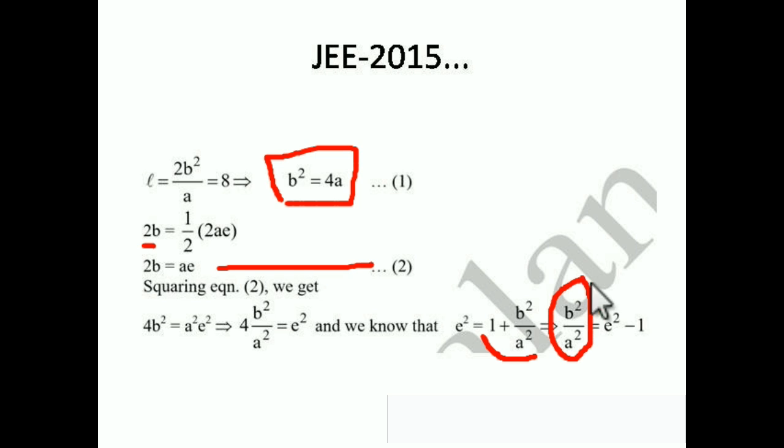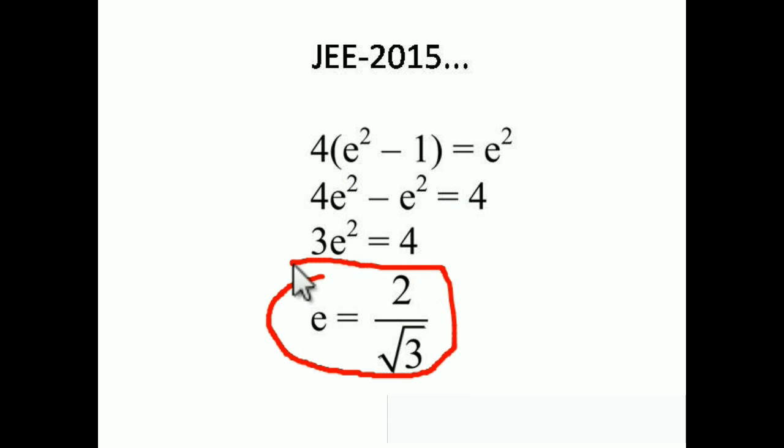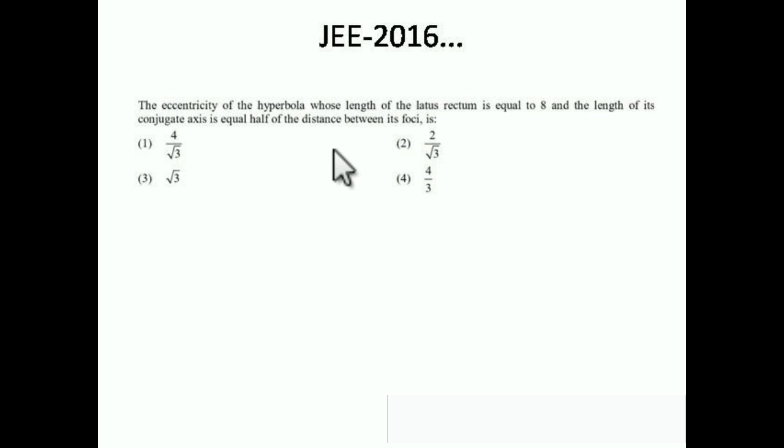Now put this value here in this equation. So it becomes 4 into e square minus 1 is equals to e square. So 4 e square minus 4 is equals to e square. That means 4 e square minus e square is equals to 4. So 3 e square is equals to 4. So e is equals to 2 by root 3. That is greater than 1. That means our answer is right. So e is 2 by root 3. That is my right answer option, that is option number 2.